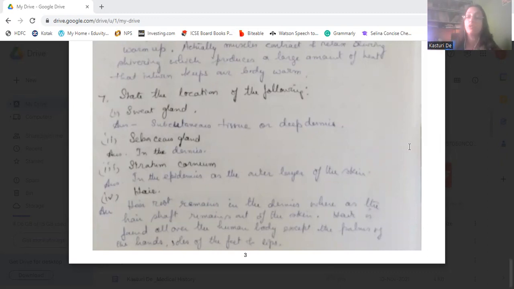Hair is found all over the human body except the palms of the hands, the soles of the feet and the lips. We do not have hair there. Otherwise, the whole body contains hair.